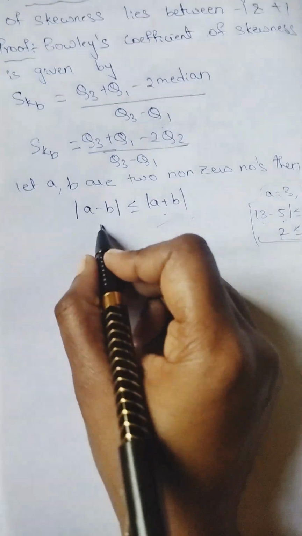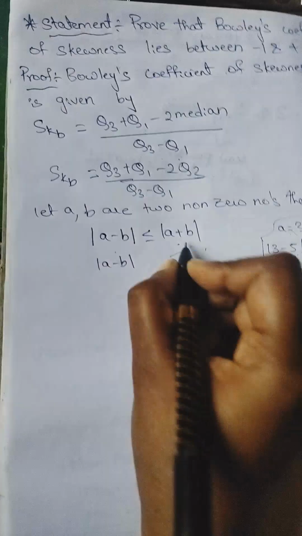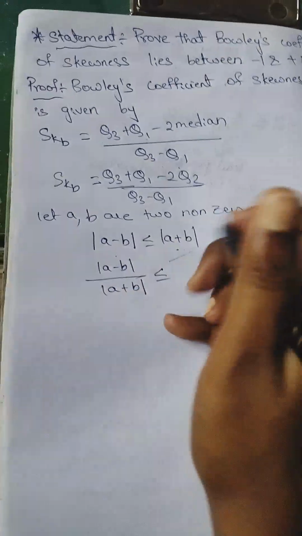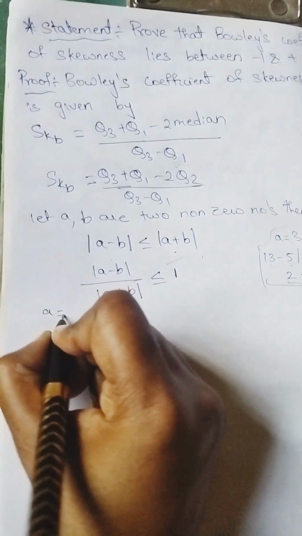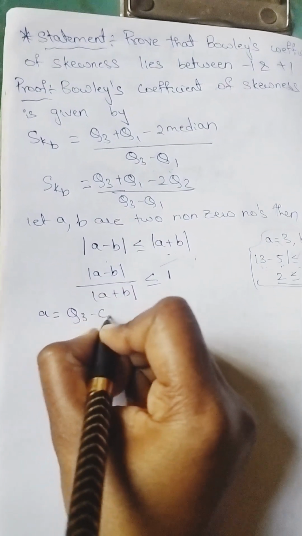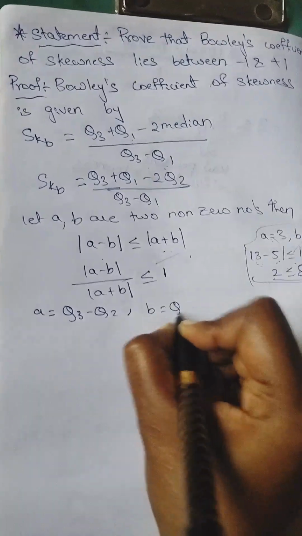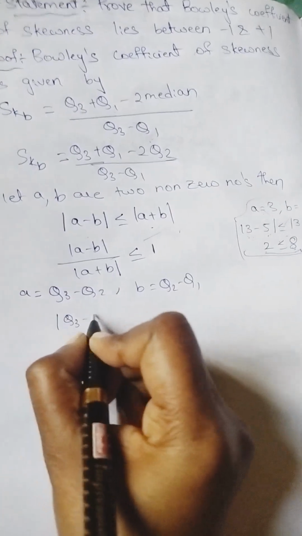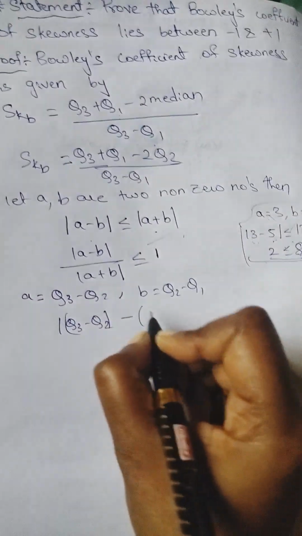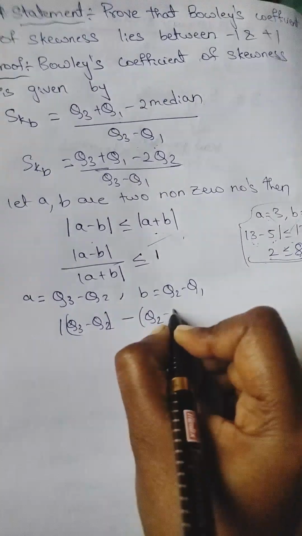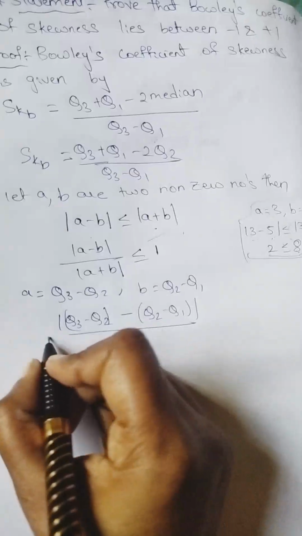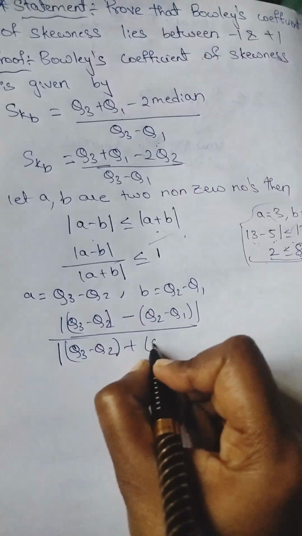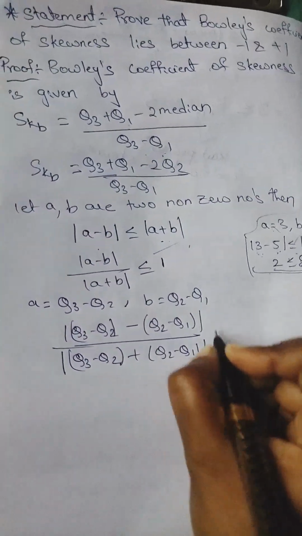Now you bring this term to the left hand side. What you will get? Mod of a minus b divided by mod a plus b less than or equal to, here nothing is left, you can take 1. Now let us assume a equal to q3 minus q2, b equal to q2 minus q1. Substitute here. What we will get? Mod of q3 minus q2 minus, in b place I have written q2 minus q1, divided by mod of q3 minus q2 plus q2 minus q1, less than or equal to 1.